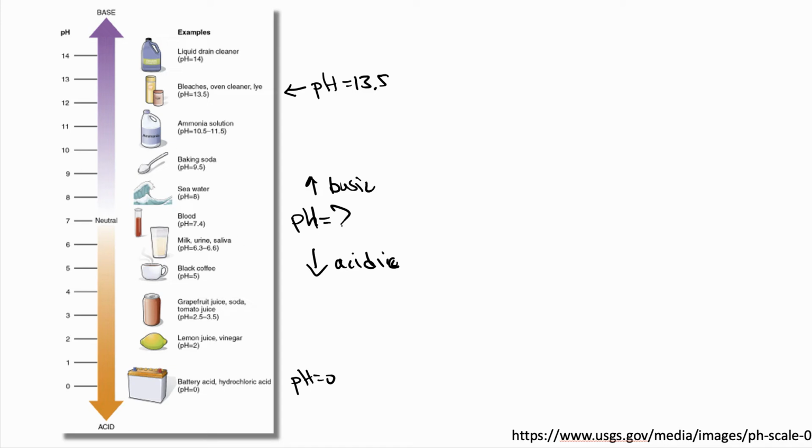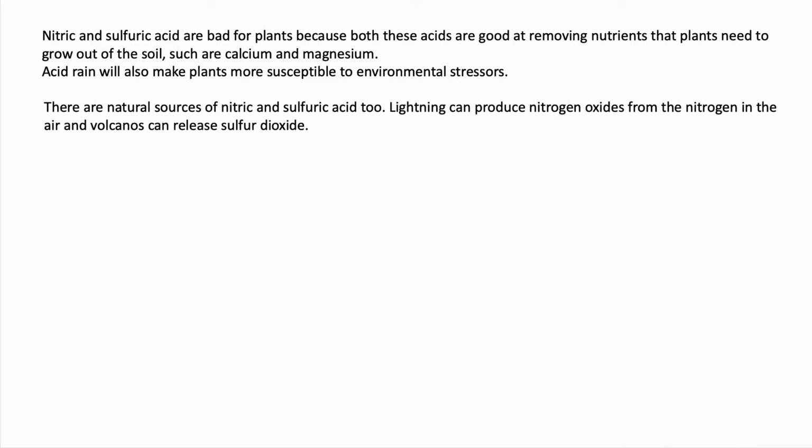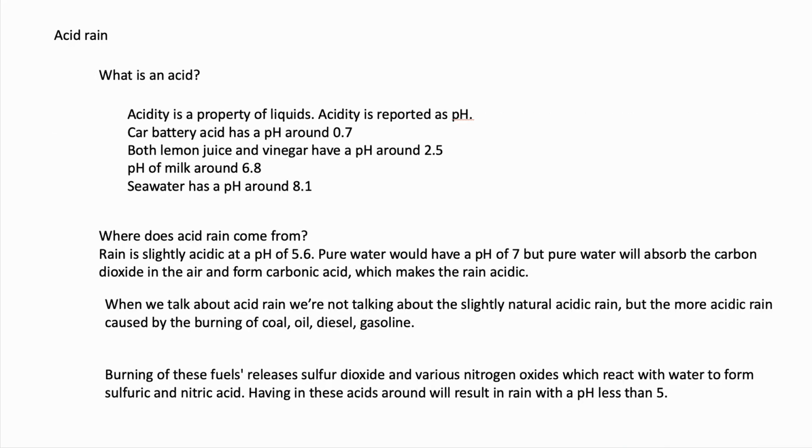So that's all you really need. pH 7 is like water that's very pure. And then acids have low pH, bases have high pH, okay? That's all you really need to worry about. And so the focus of this part was acid rain, okay? And so where does acid rain come from?